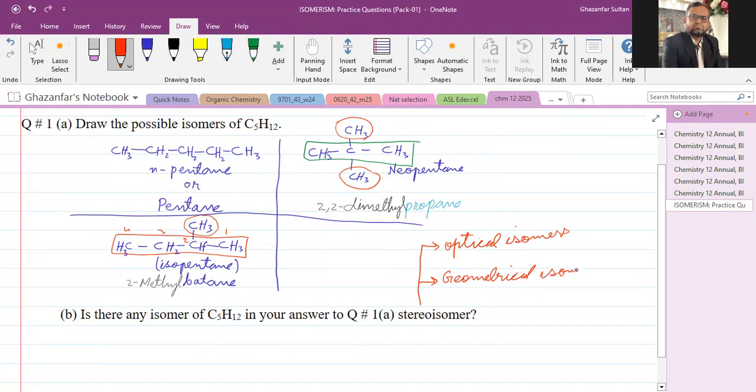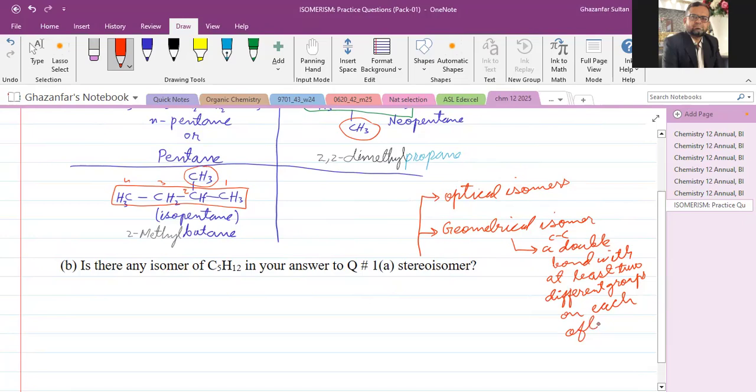So for geometrical isomers, we need a double bond, a C=C double bond, with at least two different groups on each olefinic carbon. Olefinic carbon means the carbon which has a double bond.